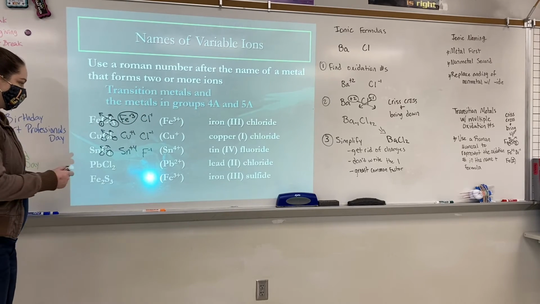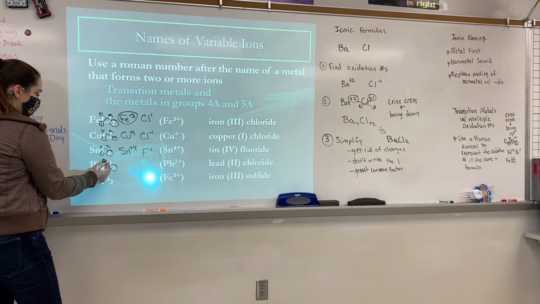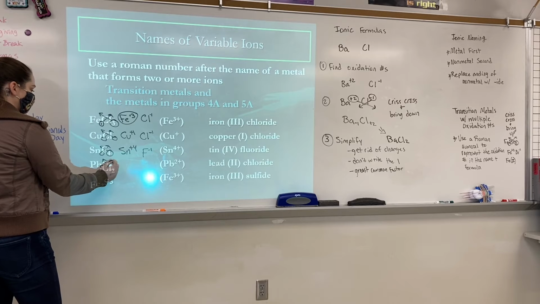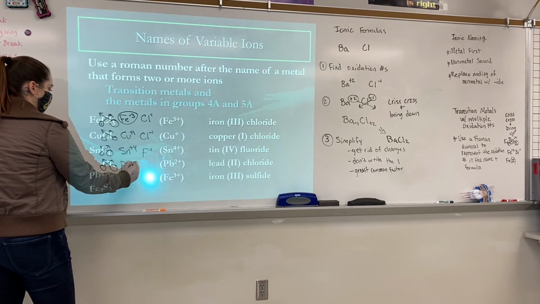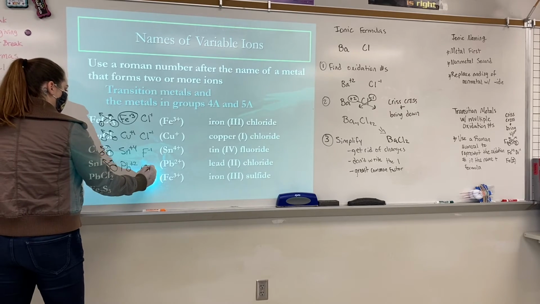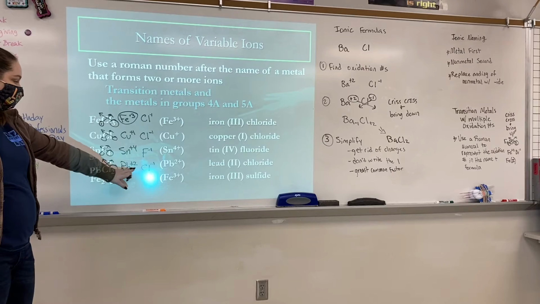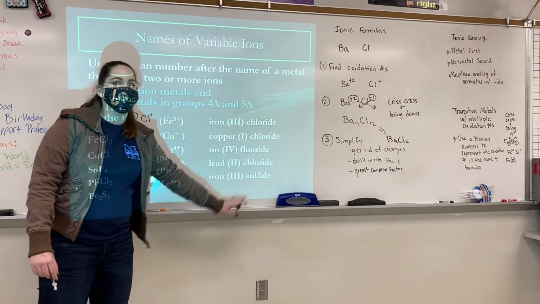Lead 2, so this 2 over here, crisscross, bring that up. There is an imaginary number 1 there, so you crisscross and bring that up. So lead is going to have the +2 oxidation number, and chlorine is going to have the -1 oxidation number. So then your +2 on your lead tells you that you're dealing with lead 2 chloride.